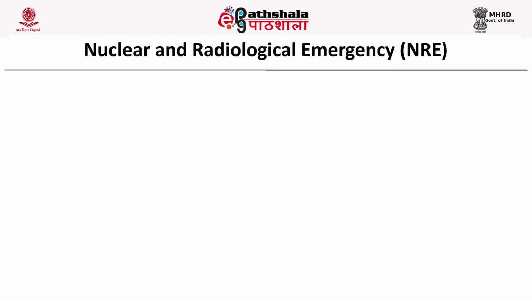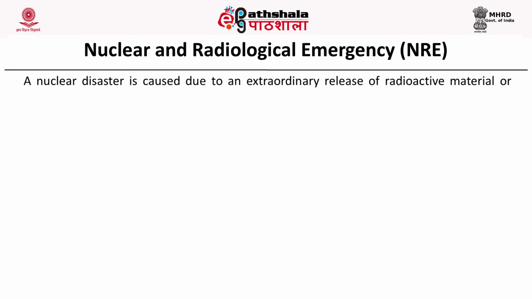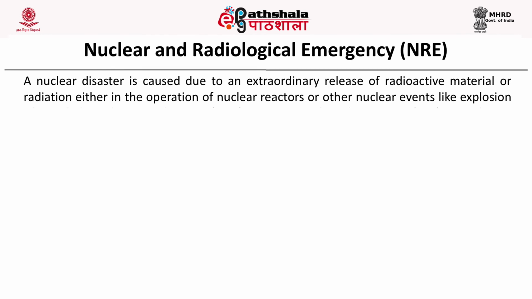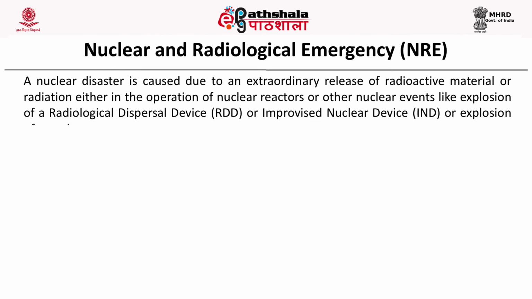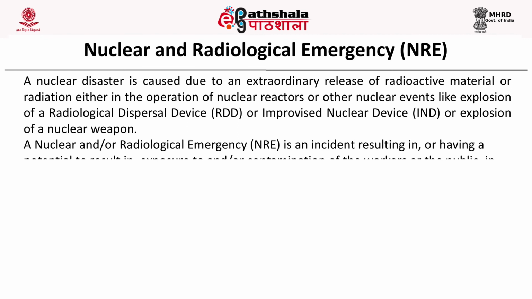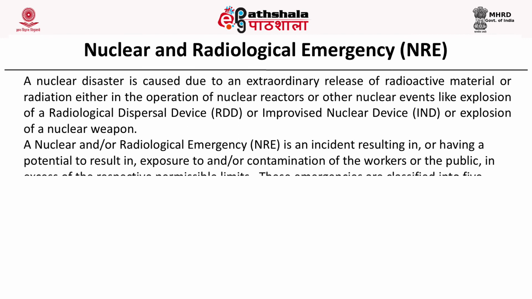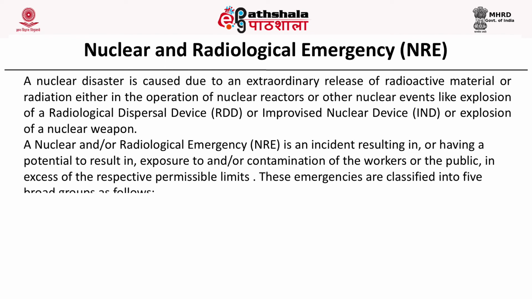The next important category is nuclear and radiological emergency. A nuclear disaster is caused due to an extraordinary release of radioactive material or radiation, either in the operation of nuclear reactors or other nuclear events like the explosion of a radiological dispersal device or improvised nuclear device, or the explosion of a nuclear weapon. A nuclear or radiological emergency is an incident resulting in, or having the potential to result in, exposure to and or contamination of the workers or the public in excess of the respective permissible limits.